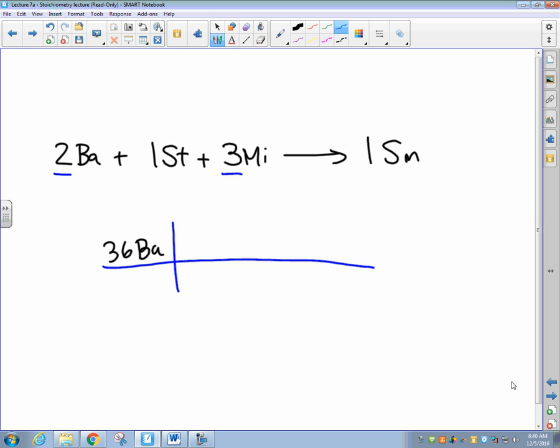Okay. All right, so if we have 36 bananas, and I know that for every 2 bananas consumed, we consume 3 milks, that would tell me that, canceling out my units here, 36 times 3 divided by 2, I would need to purchase a total of 48 milks to completely consume all of those 36 bananas.